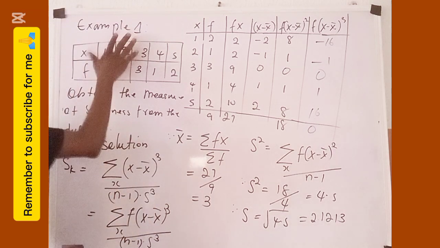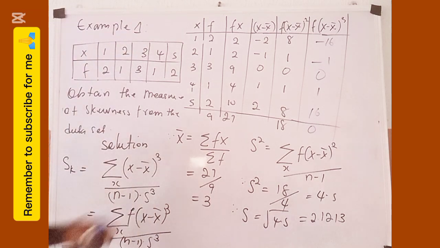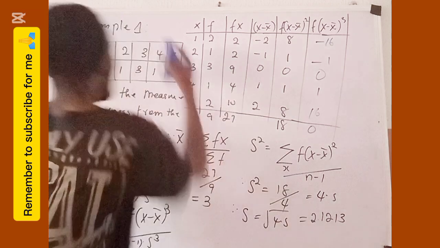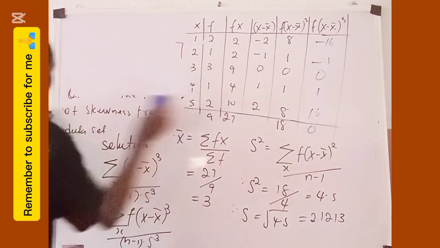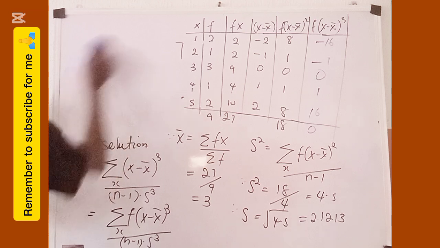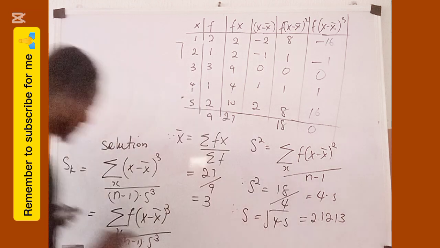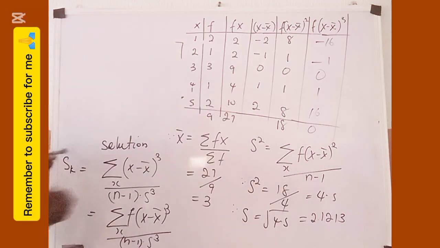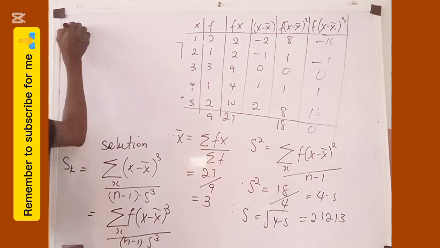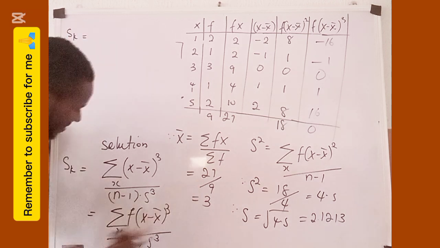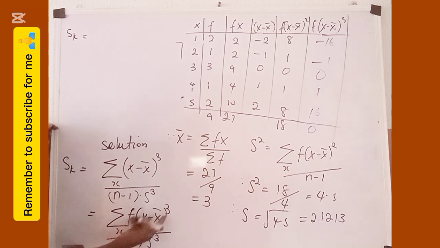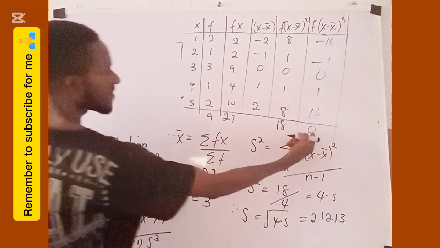Please permit me to clean this data here so that we can then finish the illustration. So I will now clean this place, and clean up to this point. Remember, our interest is to find the measure of skewness, which is SK. So we have that our SK is equal to the formula is what we have here. The entire numerator is what we have here.